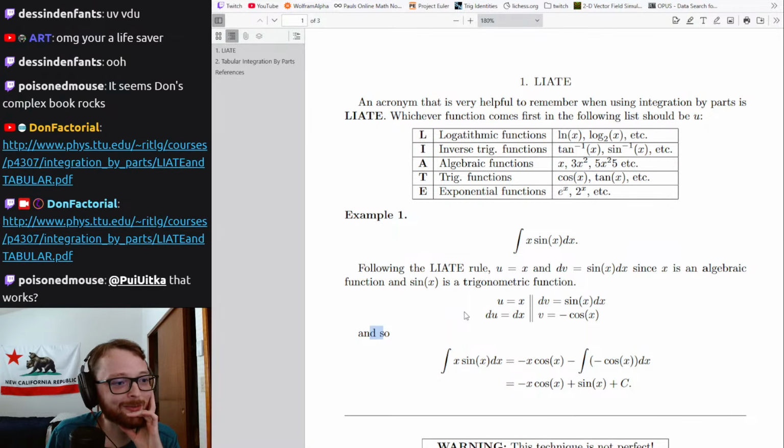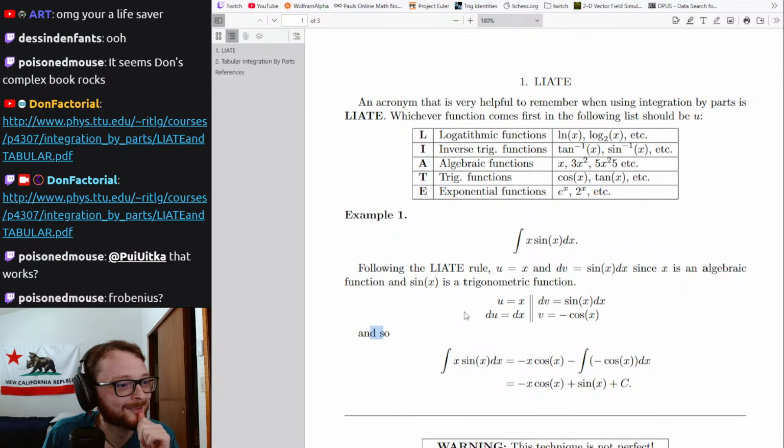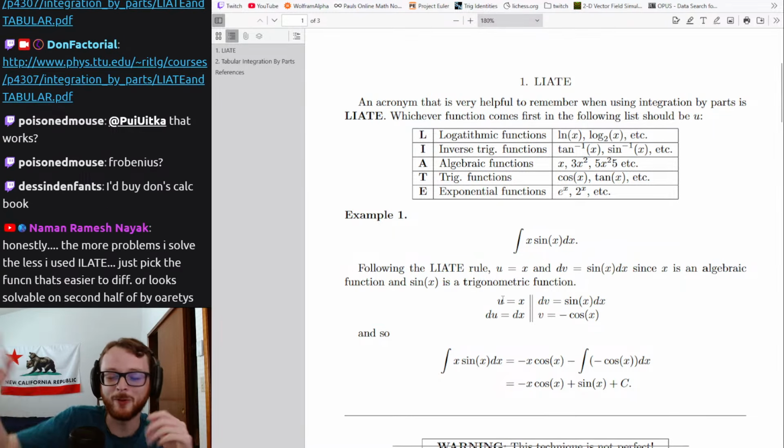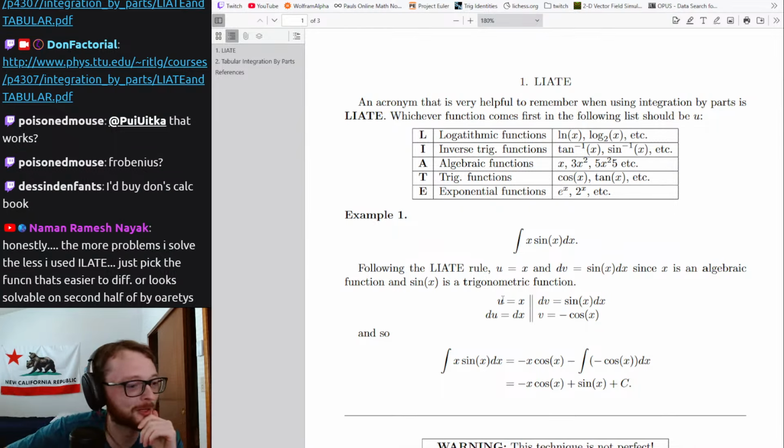Don flexing his calc skills. This is my comfort zone for things to tutor. Complex analysis, I'm like feeling my way blindly around a dark room, but Calc 1, Calc 2 stuff, I love that.